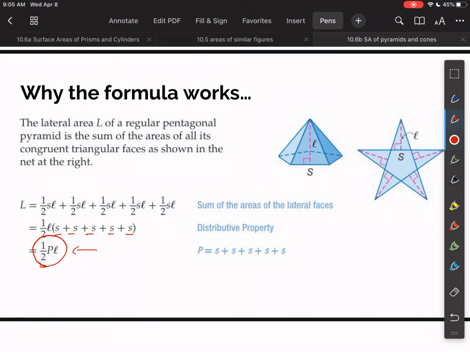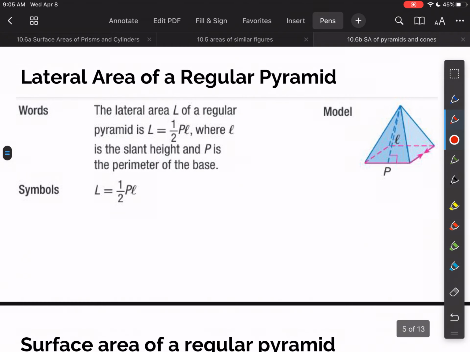Again, you're allowed to use the formula on your test, because there's a lot of them to remember here, but it's 1/2 times the perimeter times the slant height. That will give you the lateral area. Then you still have to find the base. So again, here is the formula, nothing new here, works for all types of regular pyramids. Doesn't matter which type because they're all going to have triangular faces.